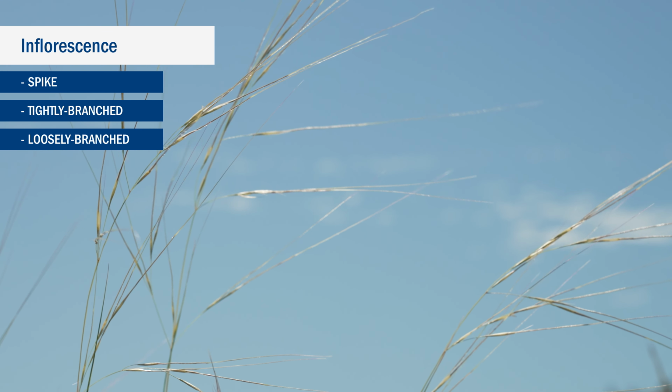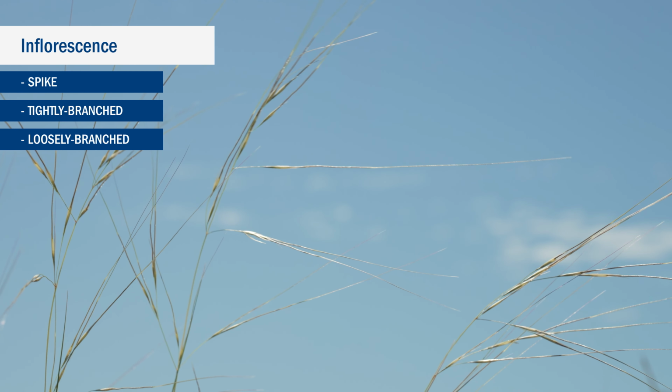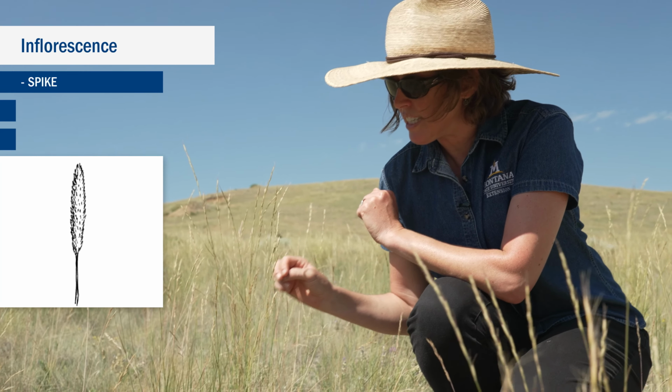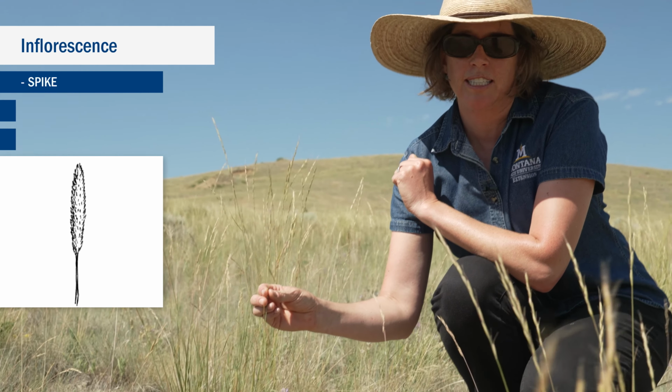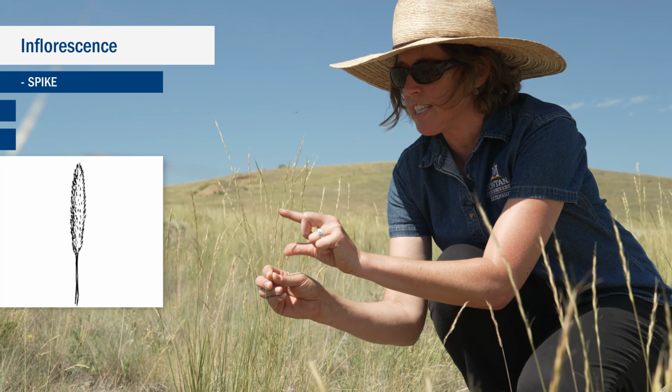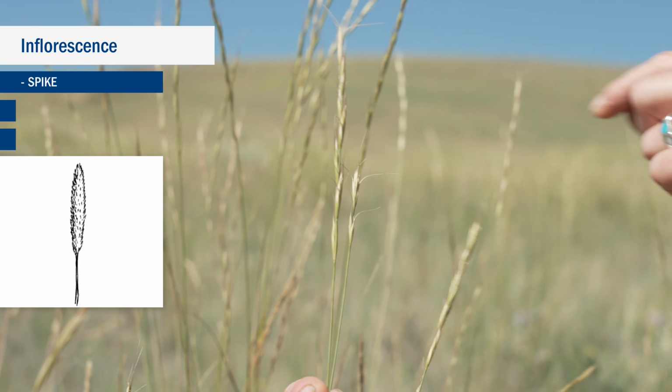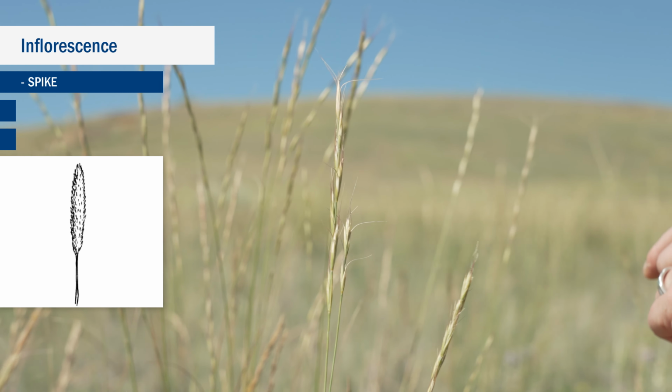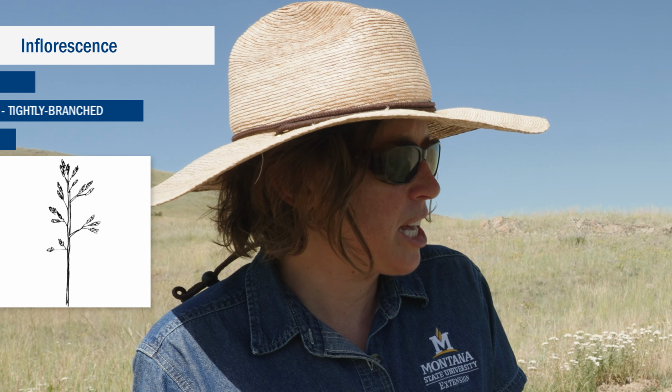After the inflorescence or seed head of a grass develops, identification becomes easier. The inflorescence can take on a variety of shapes, but it is convenient to group them into 3 broad categories: spike, tightly branched, and loosely branched or diffuse. This wheatgrass plant here has an example of a spike inflorescence or seed head. That means that the individual flowers or seeds are attached directly to the main stem of the plant without a stalk.